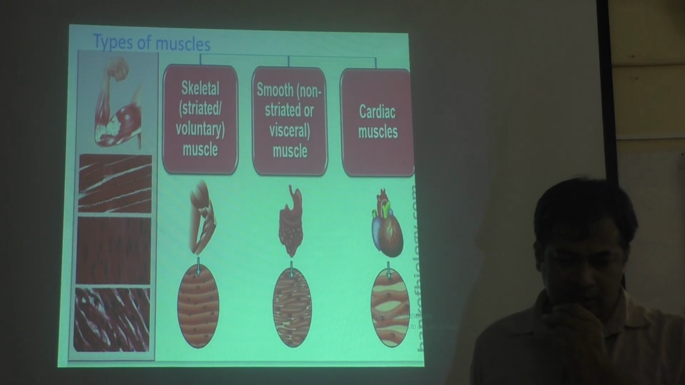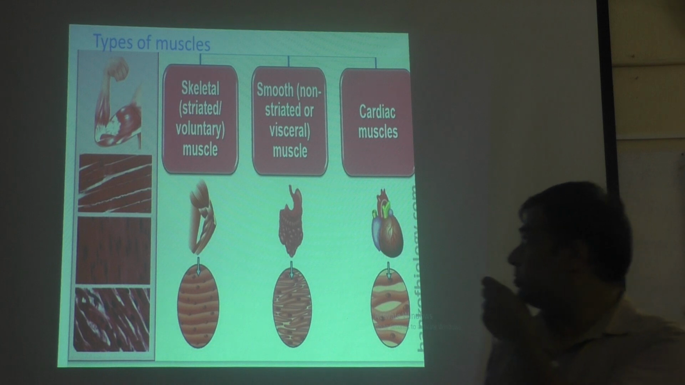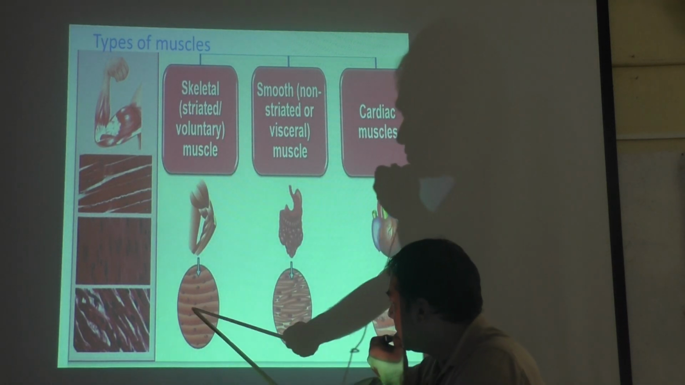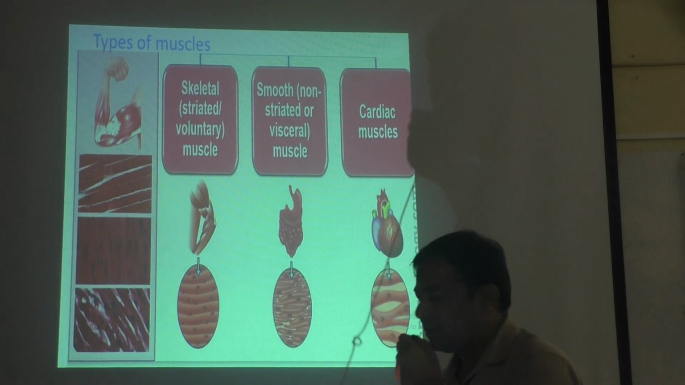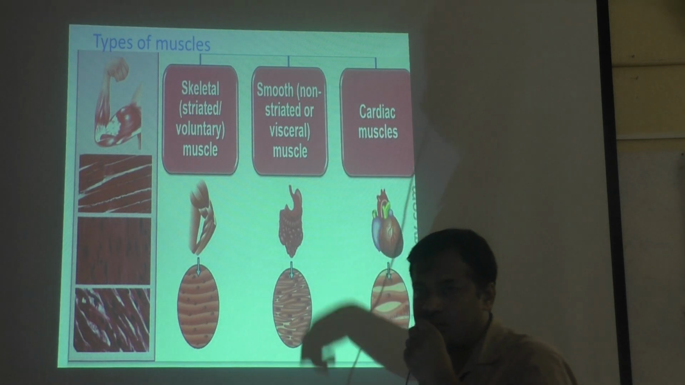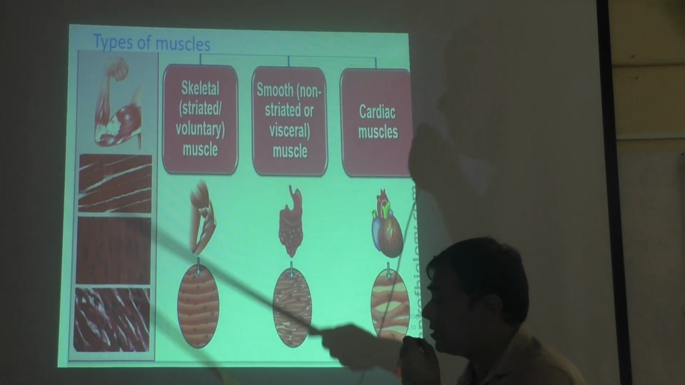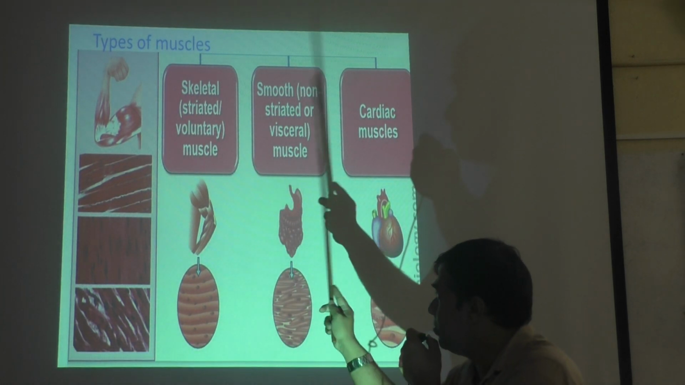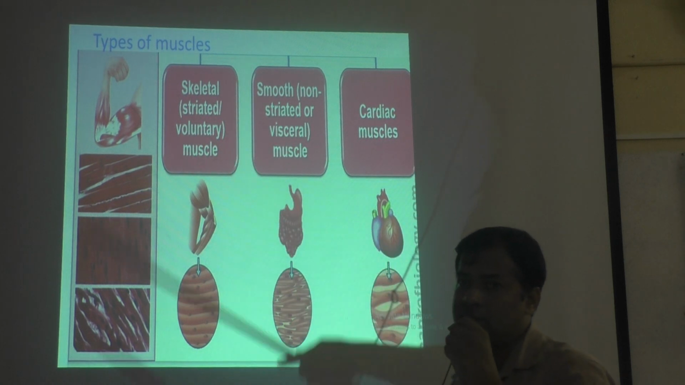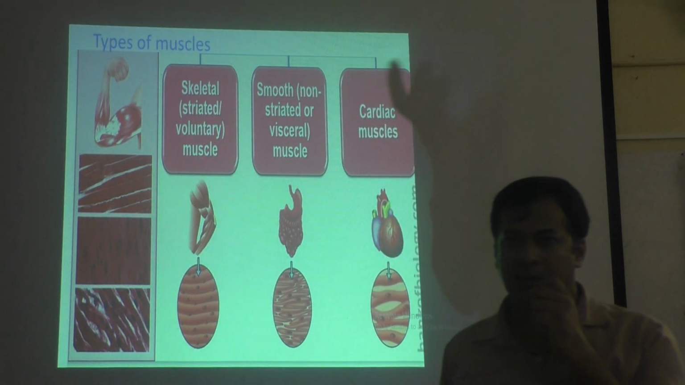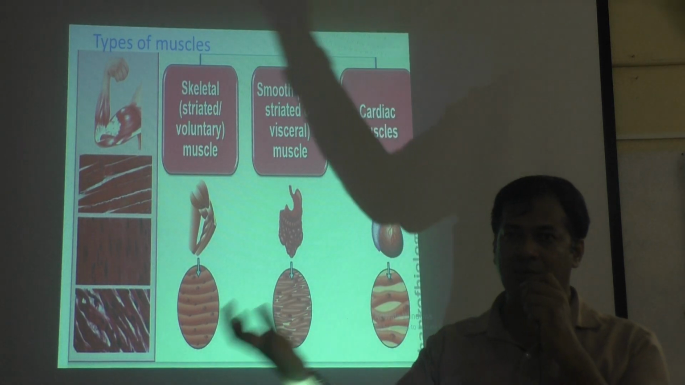Okay, so there are three types of muscles. The first one is skeletal muscle, also called striated muscle, because you can see the lines there. The lines or stripes are called striations. So you can call it striated, striped, or skeletal muscle, which is voluntary muscle. Voluntary means it is under the will of the person. It is under our control, and however we say it will work.